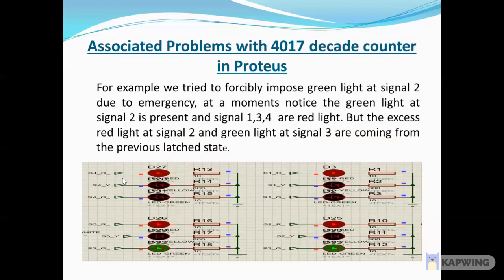For example, we try to forcibly input green light at signal 2 due to emergency. At a moment's notice, the green light at signal 2 is present and signals 1, 3, 4 are red light, but the excess red light at signal 2 and green light at signal 3 are coming from the previous latch state.